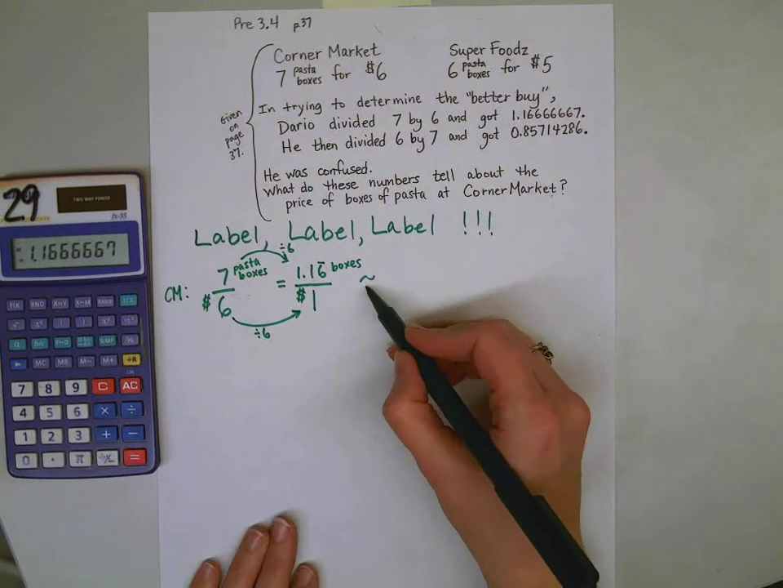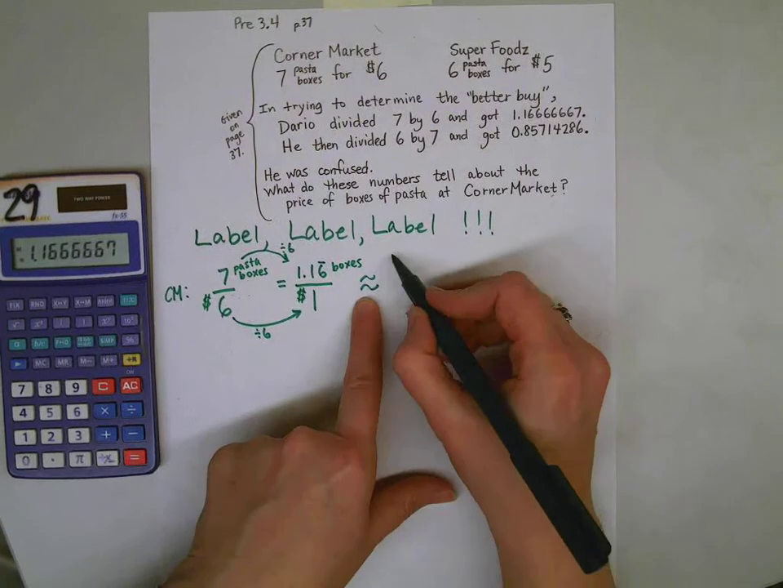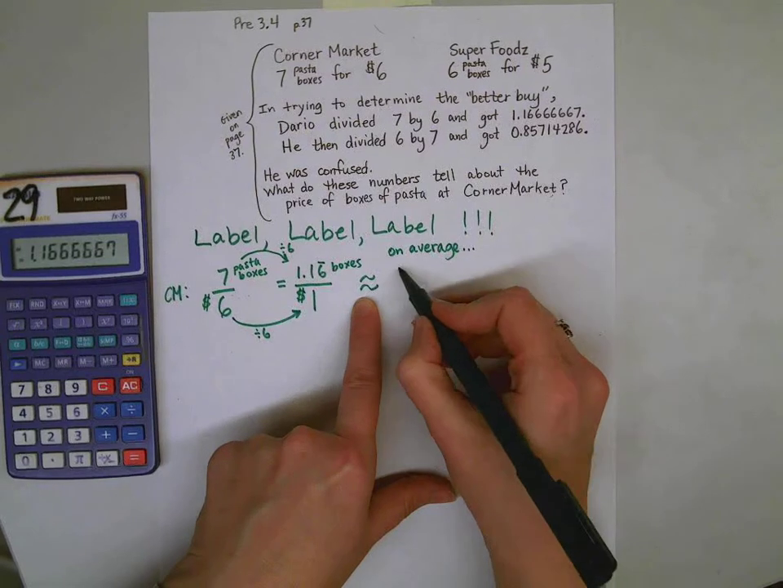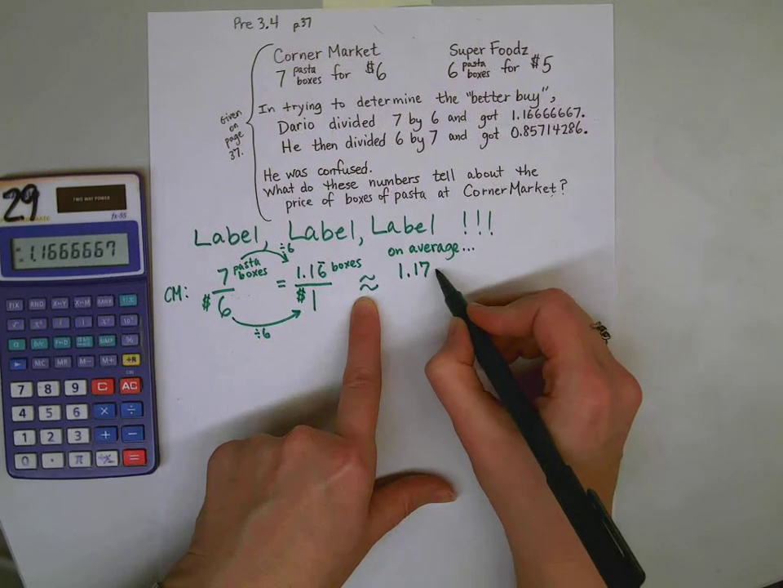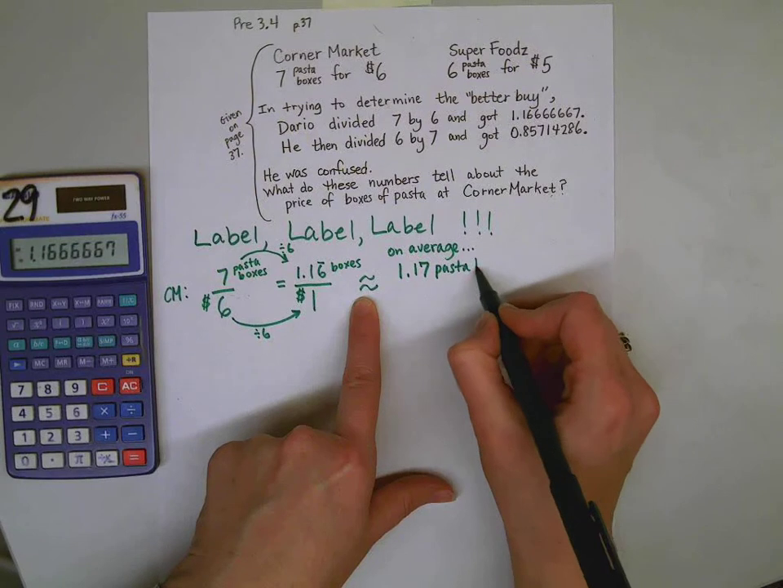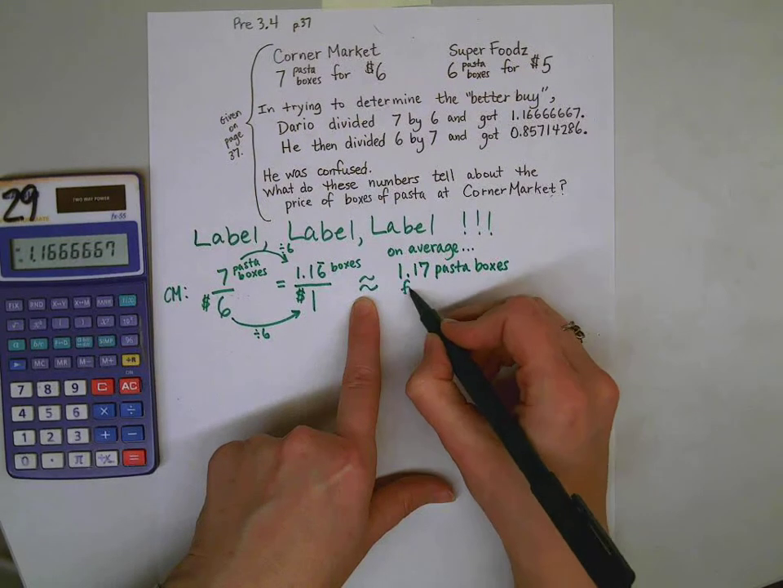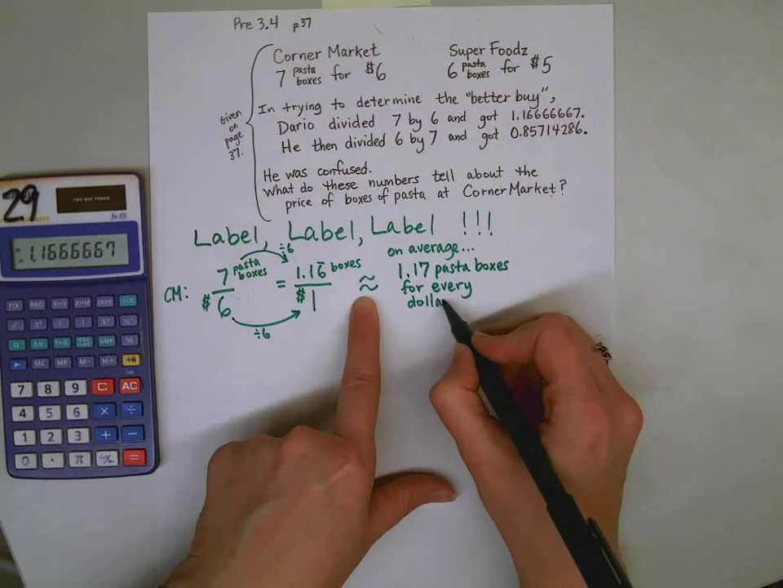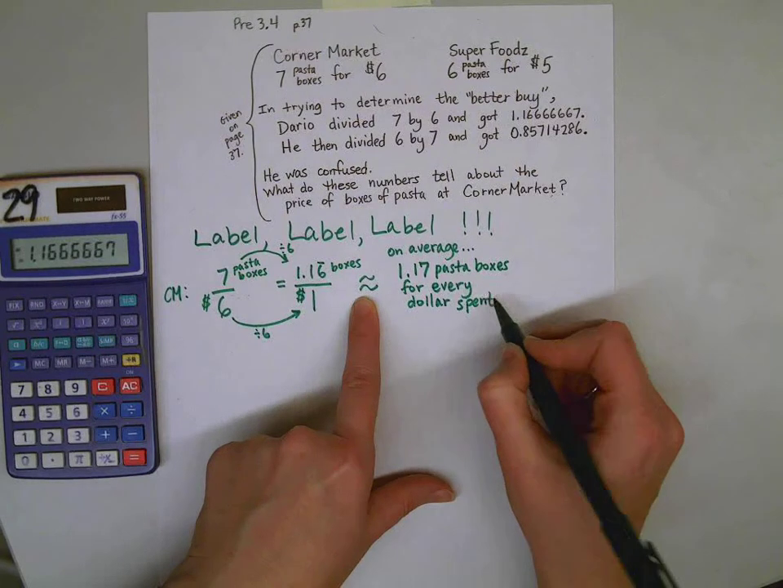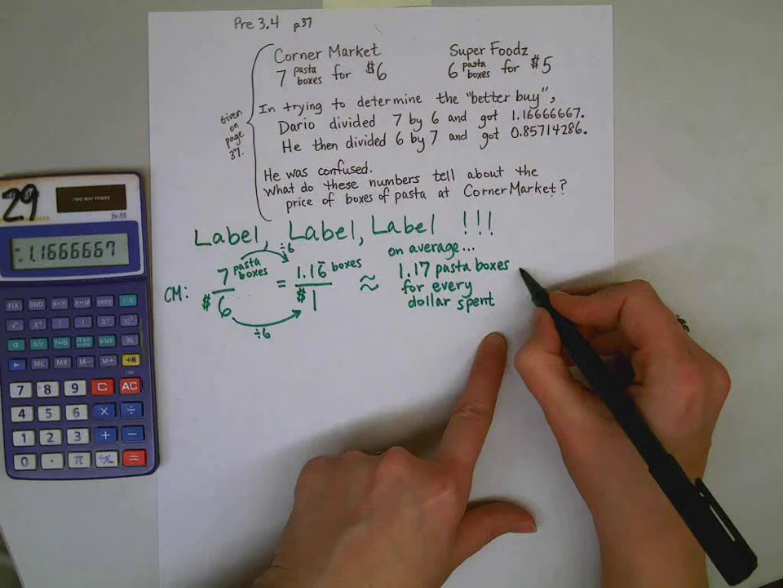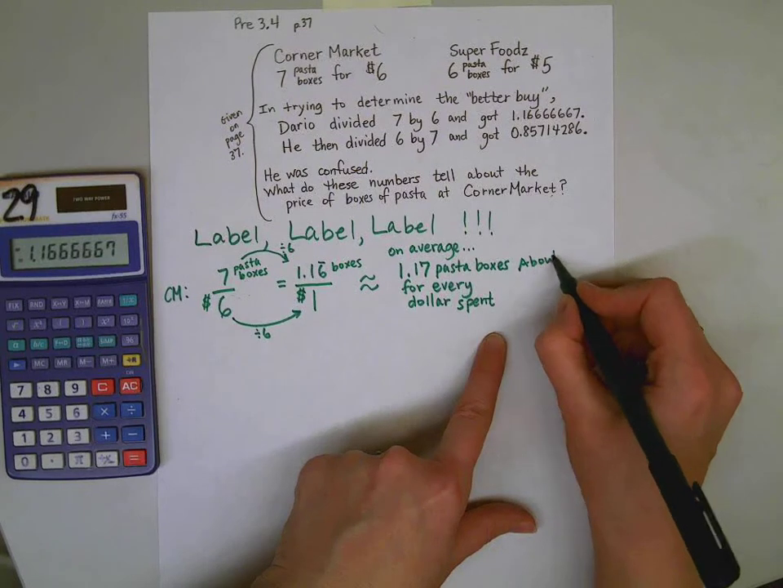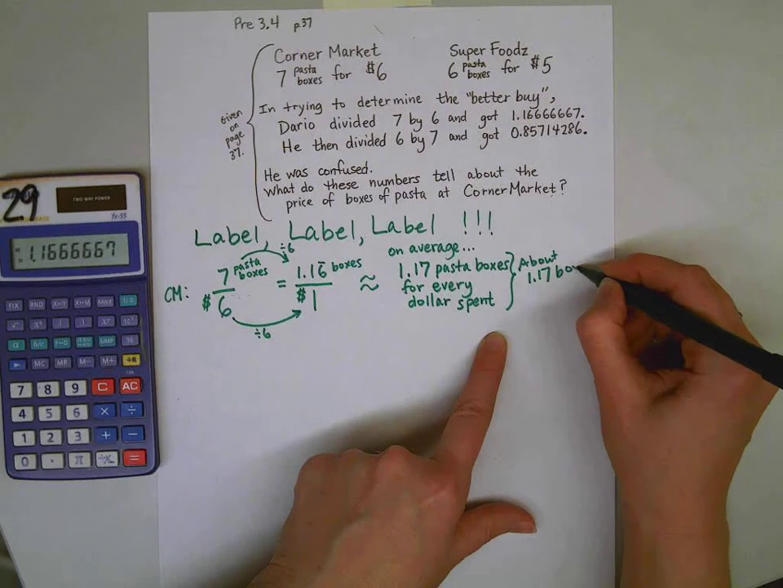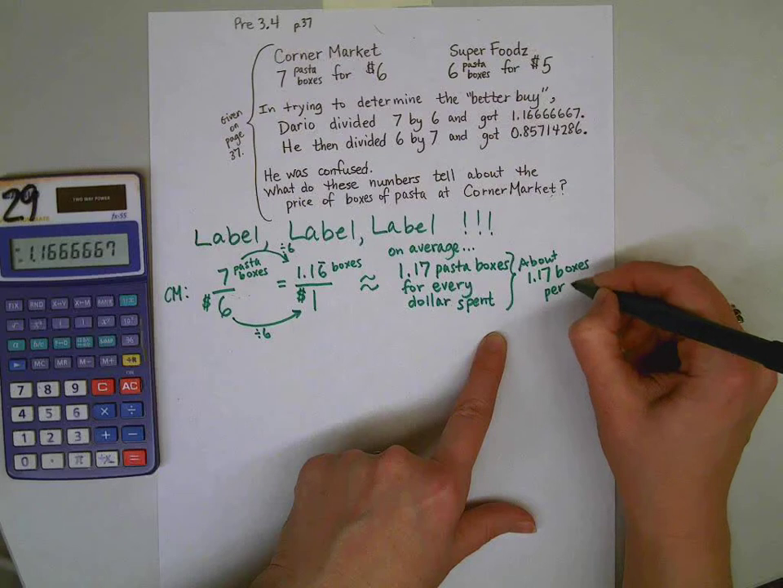So what this tells us is approximately, on average, you get 1.17 pasta boxes for every dollar you spend. And the short way of writing that, we just say about 1.17 boxes per dollar.